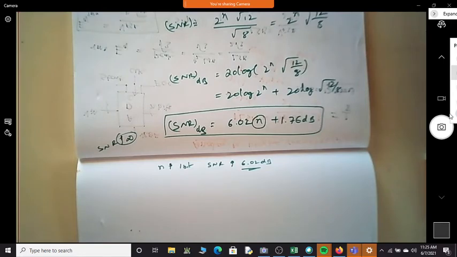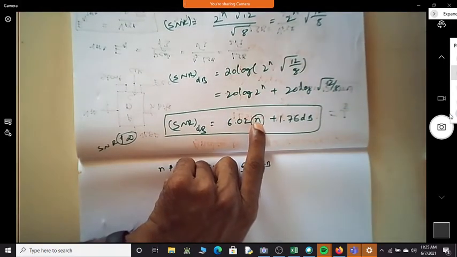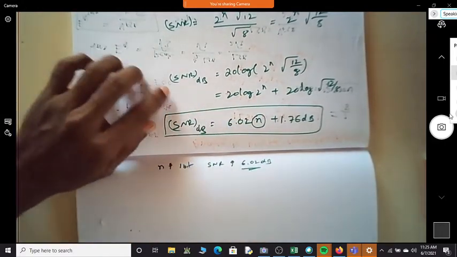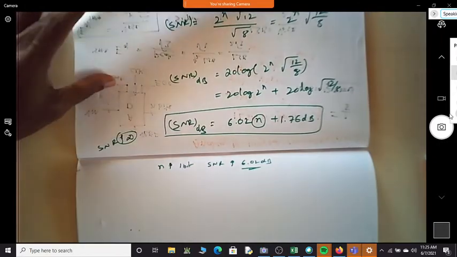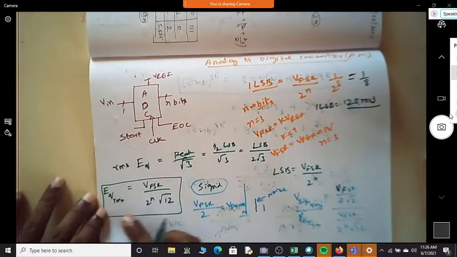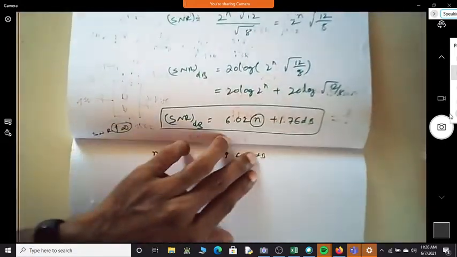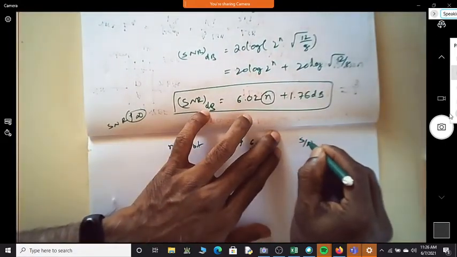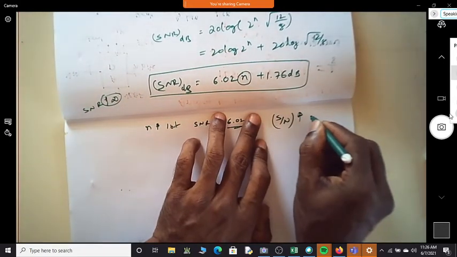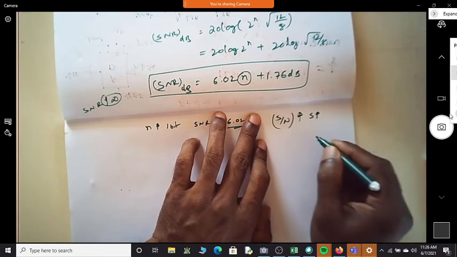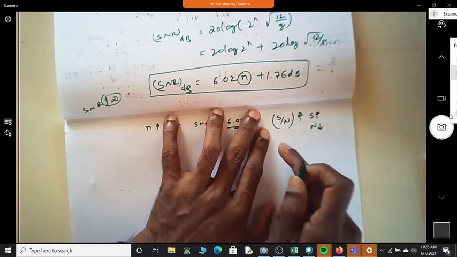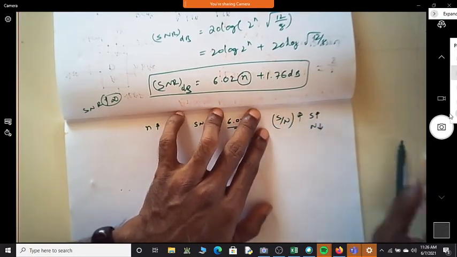If the number of bits is more and more, then it is better and better. Why does it improve? Because the noise will reduce. We have signal to noise ratio, and if this has to increase, one possibility is to increase the signal level or reduce the noise level. There are two ways of increasing the signal to noise ratio.